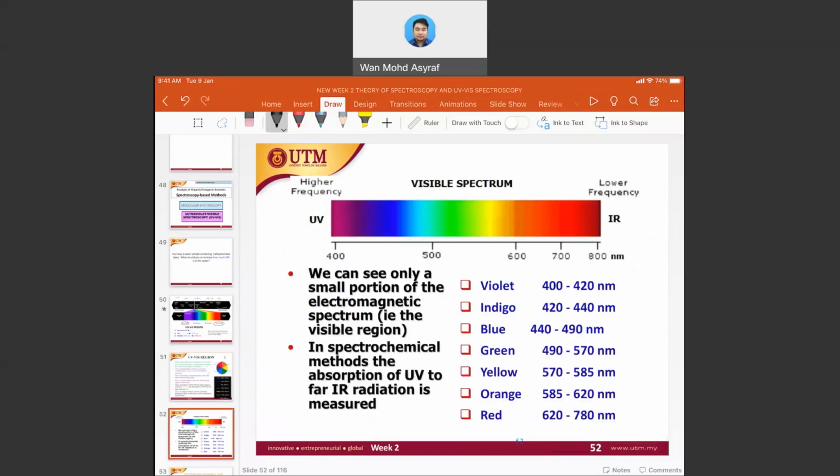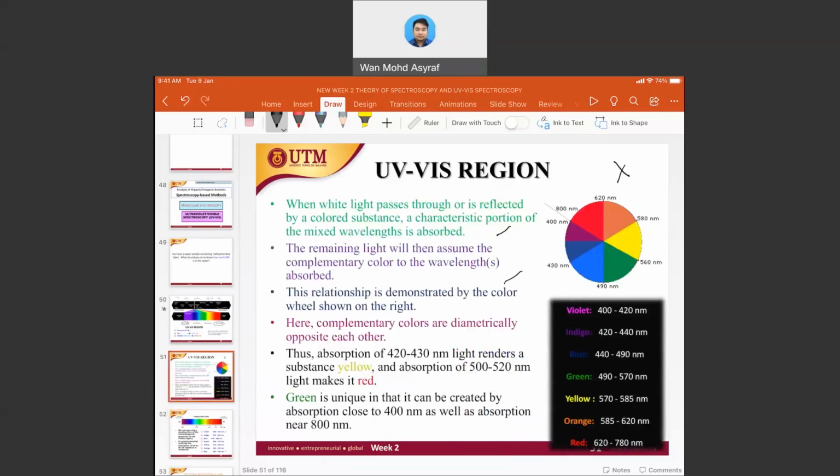For slide 52, we are going to look at what color appears at what kind of range. So violet, which is at the lower end of the visible spectrum, is at 400 until 420 nanometer, and towards the other end, the red color is absorbed at 600 until 780 nanometer. I think you can have a read of slides 51 and 52, but it's not that important for your understanding.